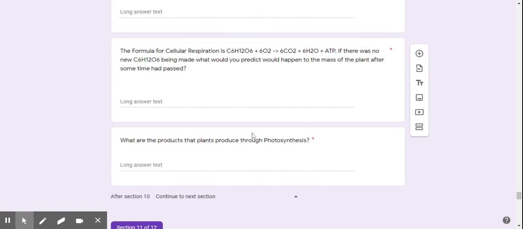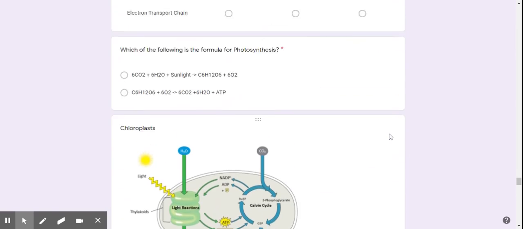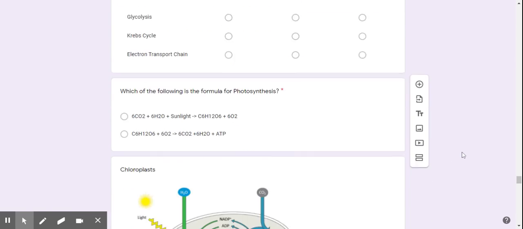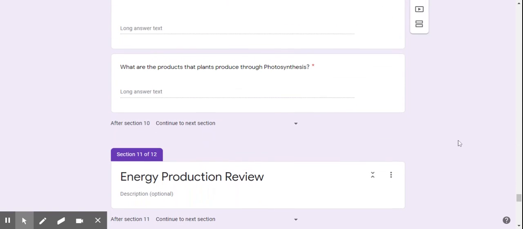Anyway, let's go to the very last one. What are the products that plants produce through photosynthesis? Okay, pretty simple. Photosynthesis. So we've seen this 1,000 times, so let's actually go back up to the formula that we had over here. 6 CO2 plus 6 H2O plus sunlight is going to give us glucose and oxygen. Glucose and oxygen. That's a really important thing to remember.